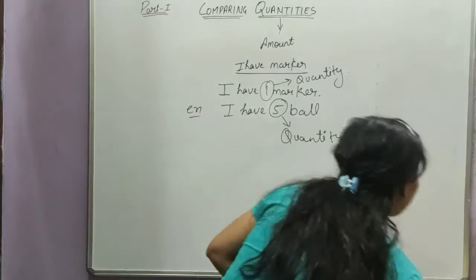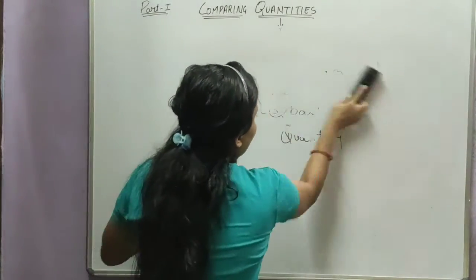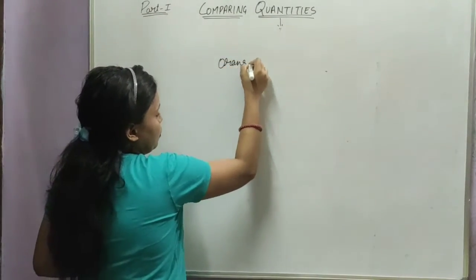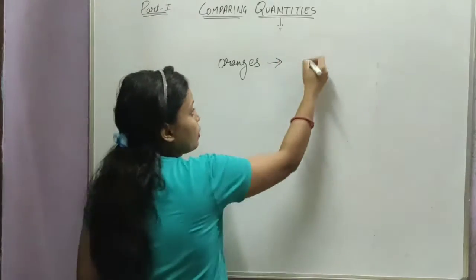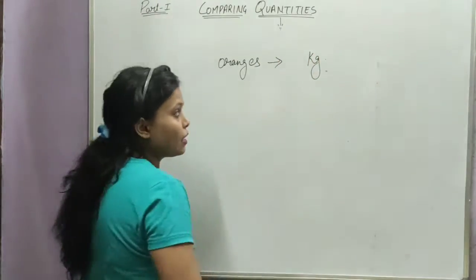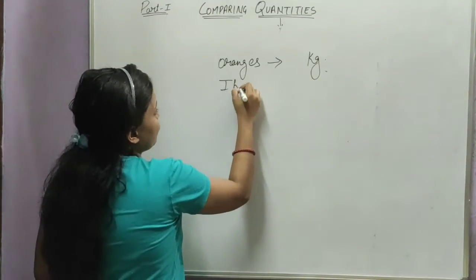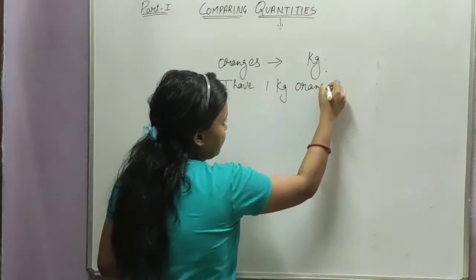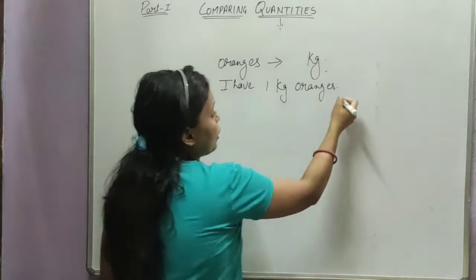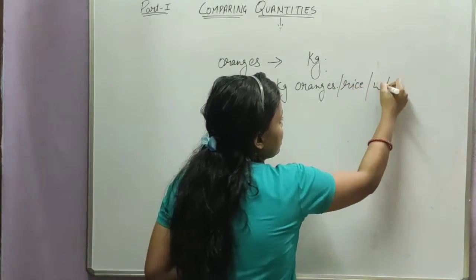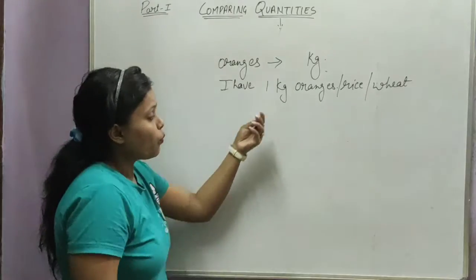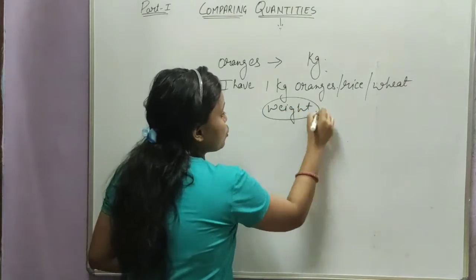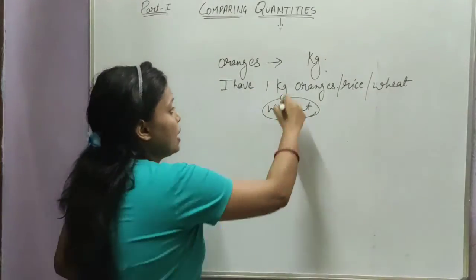Like if I talk about oranges, this is measured in kg. What will I say? I have 1 kg oranges. Or rice or wheat, whatever can be measured or weighed, which have weight, these are measured in kgs.